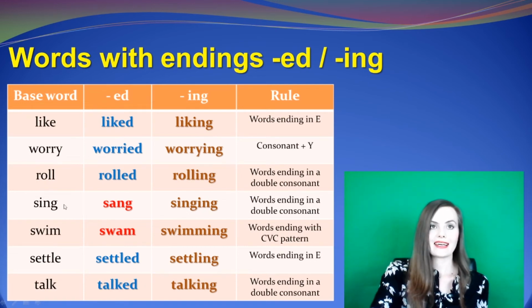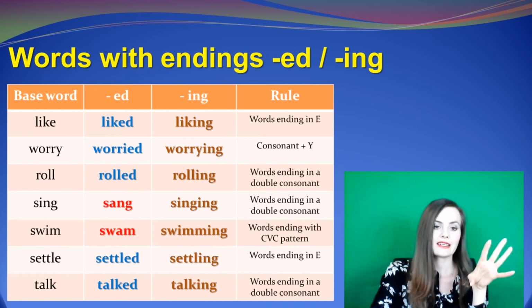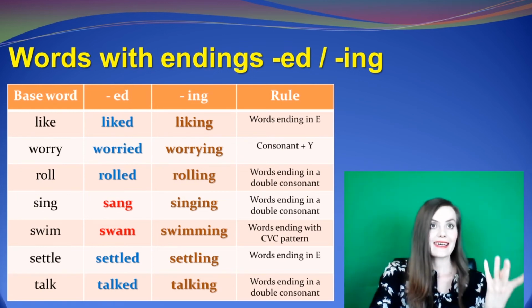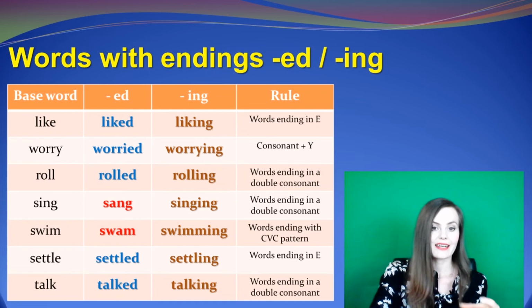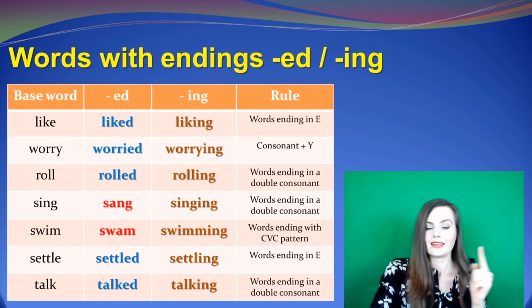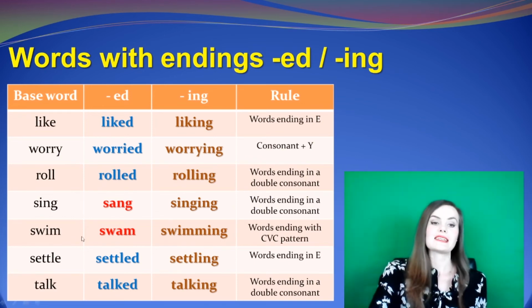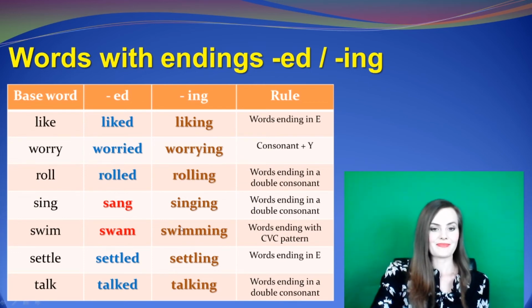Okay, next word is sing. In the past, we cannot say singed. Nope. We just say sang. That's why we don't apply the rule of the ed ending in here. But we can say singing. He is singing. That's why we just simply add ing. So why don't we change this word at all? Yes, you're right. Because the word sing ends in a double consonant.